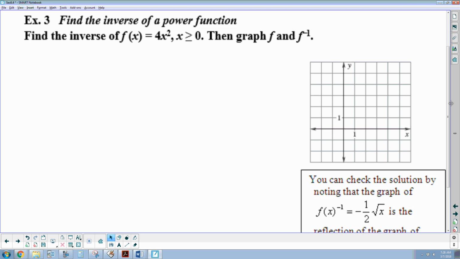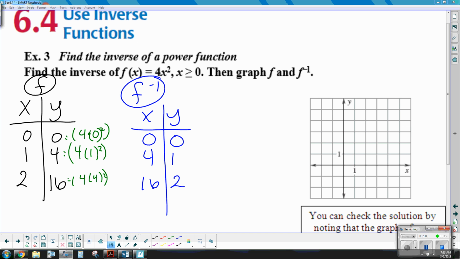So we're finding the inverse of f of x equals 4x squared, and a stipulation we have is that x is greater than or equal to 0. That's our domain restriction. First of all, if you look at those two tables, for function f, if we plug in a few x values, 0, 1, and 2, we get the coordinates (0, 0), (1, 4), and (2, 16). Now for the inverse function, we're switching those x and y values. So every y value becomes an x value, and every x value becomes a y value in the inverse.